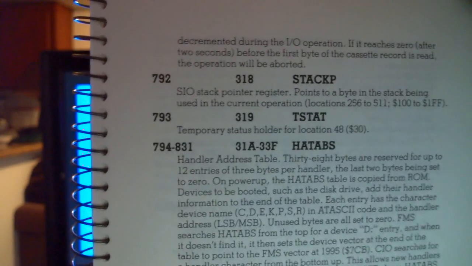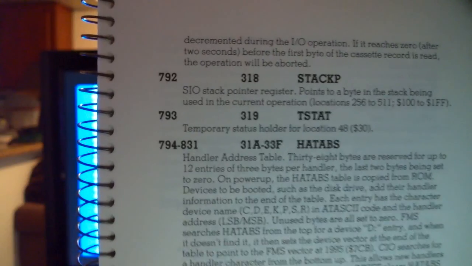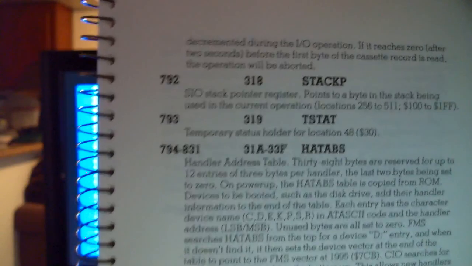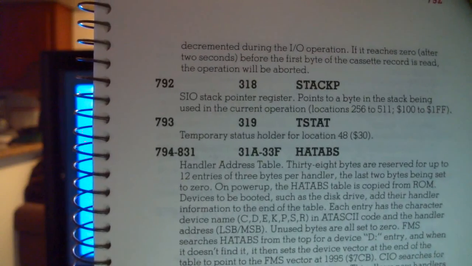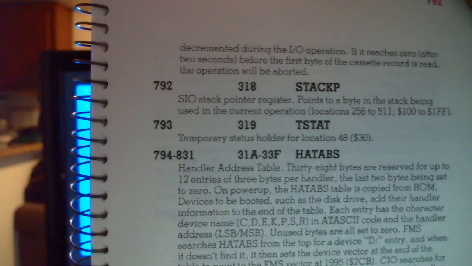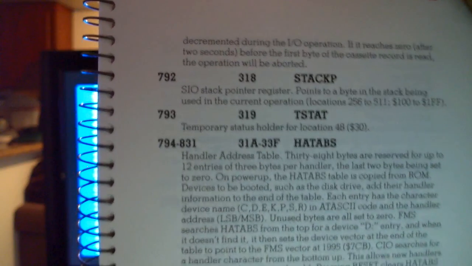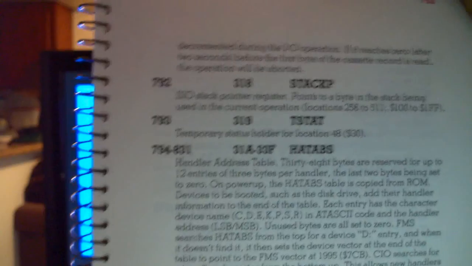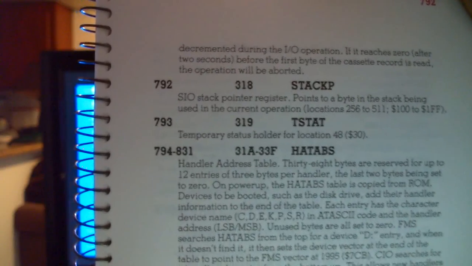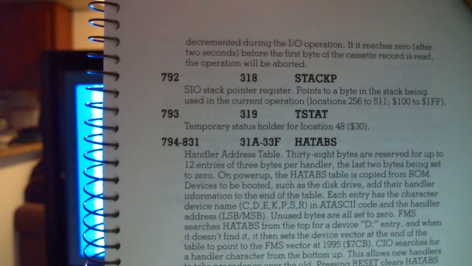Okay, so basically what it says here is 794 to 831, handler address table. 38 bytes are reserved for up to 12 handlers of 3 bytes per handler, the last 2 bytes being set to 0. On power up, the HATABS table is copied from ROM. Devices may be booted up, such as a disk drive, and add their handler information to the table.